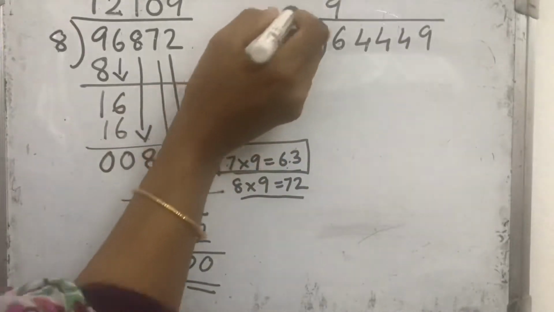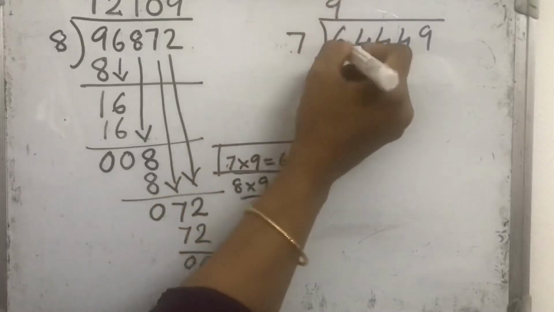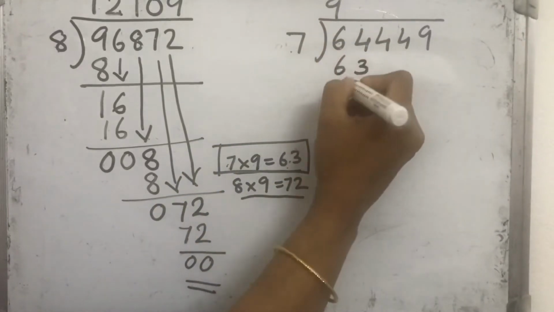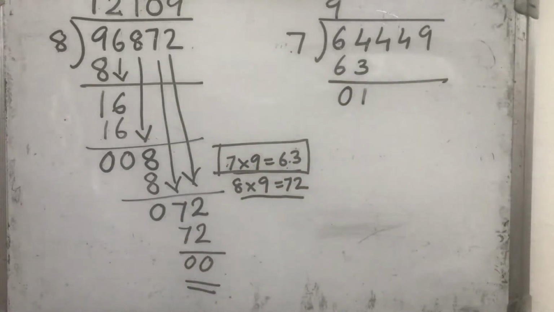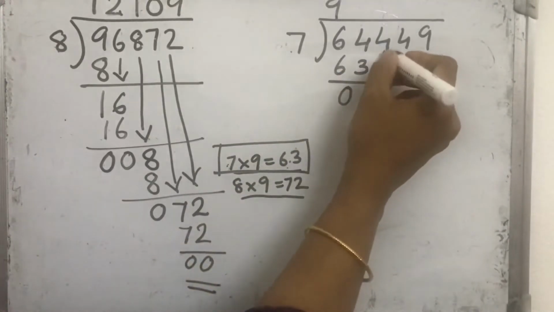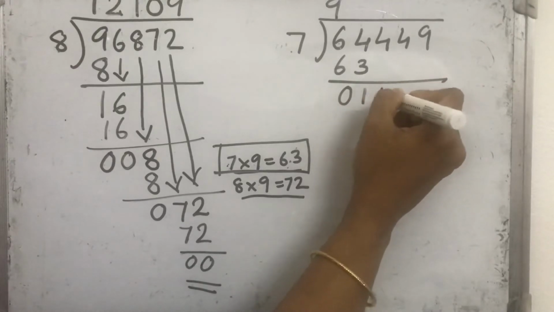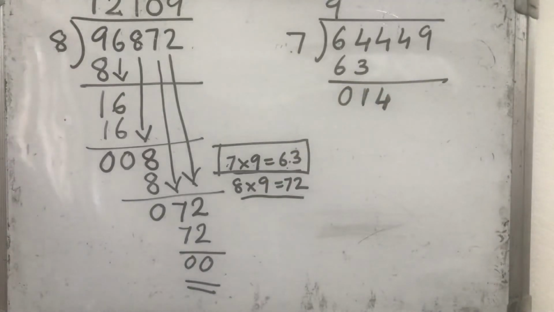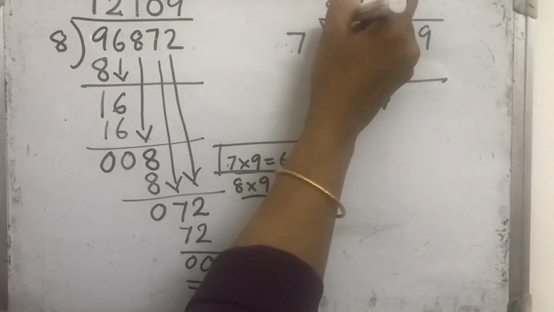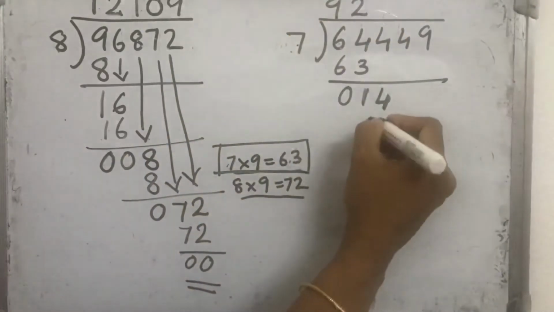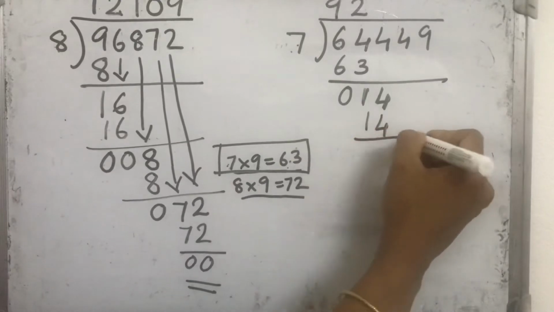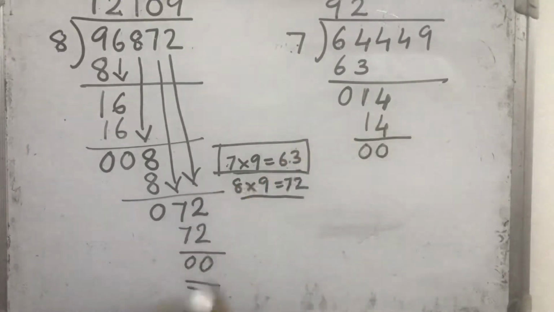Then what is the next step? Multiply 9 with 7. 9 into 7, 63. Then subtract. 4 minus 3, 1. 6 minus 6, 0. Then bring down the next digit, 4. Now the number is 14. 14 divided by 7, we know, is 2. We write that on the quotient. Then 2 into 7, again 14. Then subtract, we get 0. Here also 0.